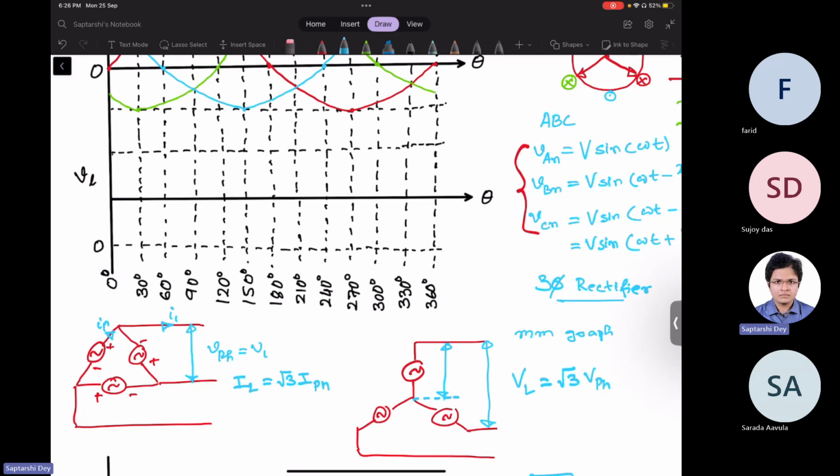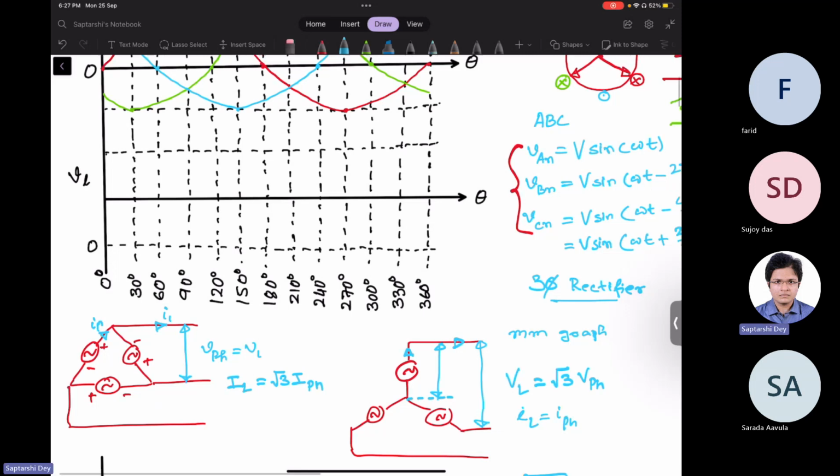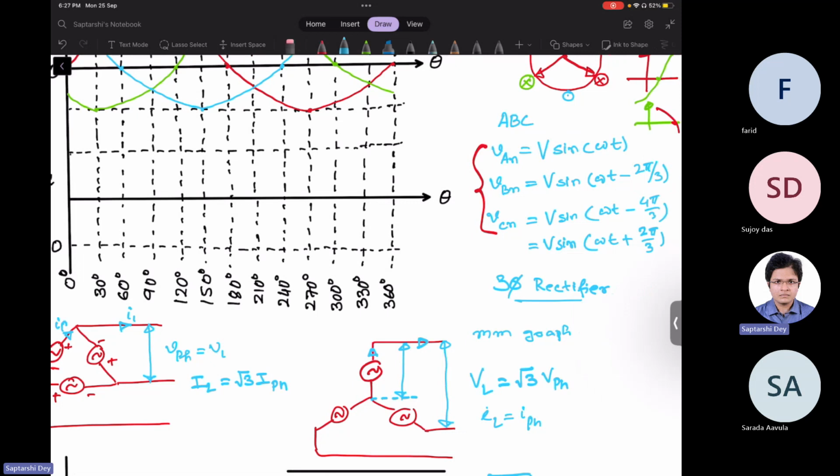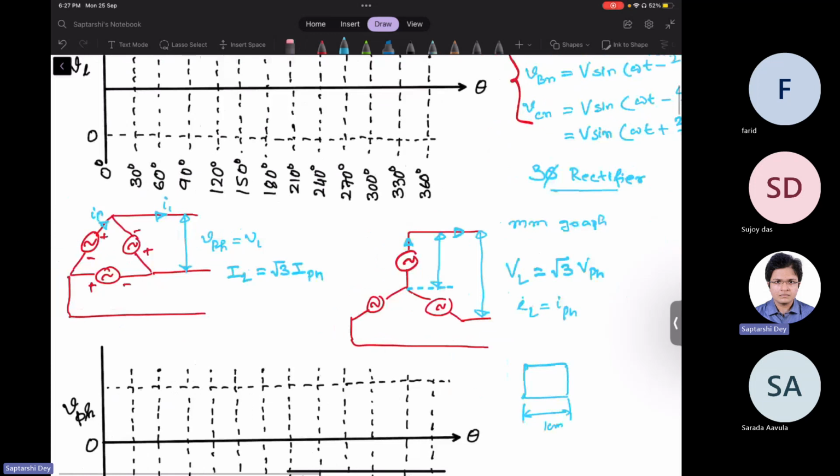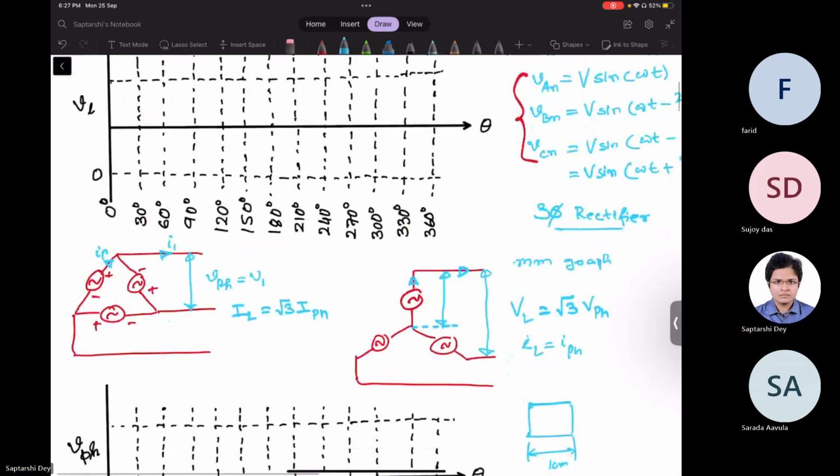Do you guys know the derivation? Why is the line voltage RMS √3 times the phase voltage RMS? And for star, currents are the same. So even instantaneously we can write line current is equal to phase current. Okay. All right. So if we have VAN, VBN, VCN like this, what will be our line voltages VAB, VBC, and VCA?